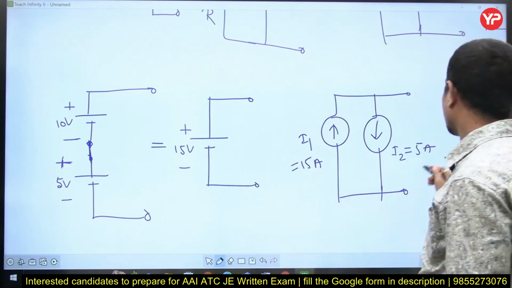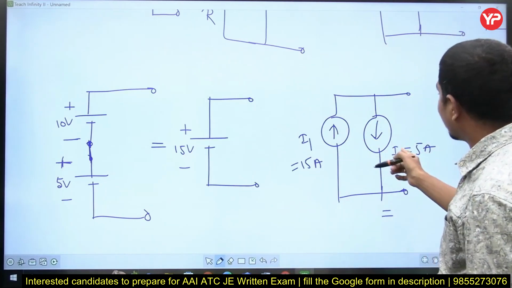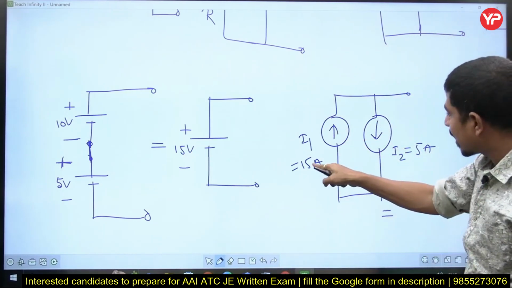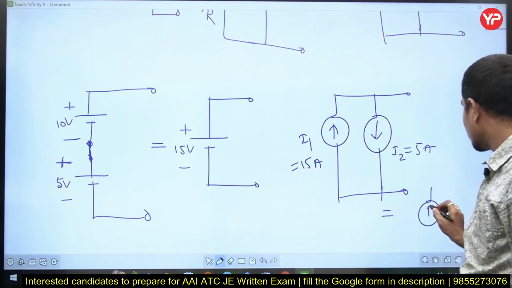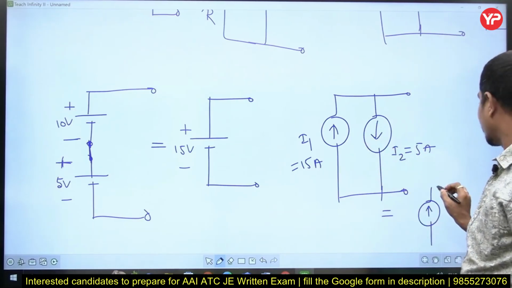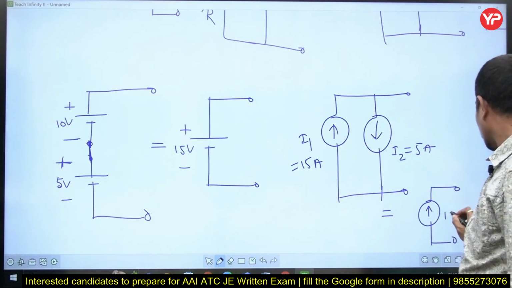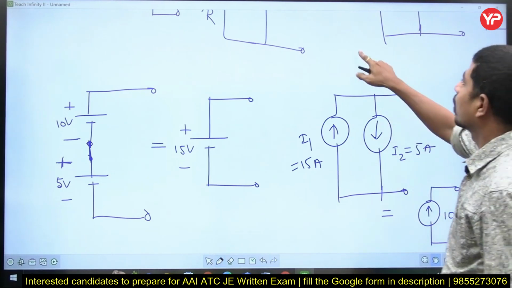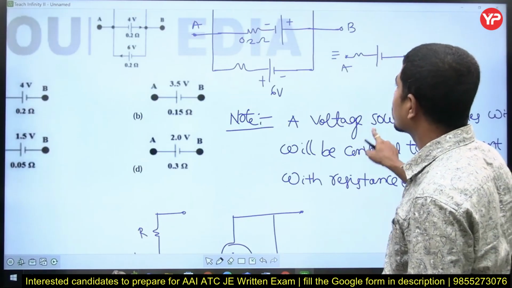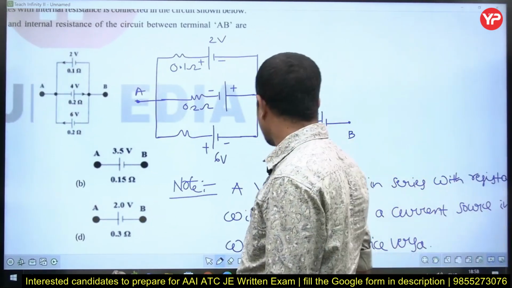Now the resultant current will be, sir, which side do I need to put the arrow? Which one is higher? 15 is higher compared to 5, so the arrow is upward. This is 15, this is 5, the total will be 10 amperes. Right?